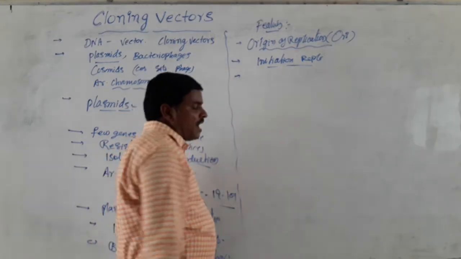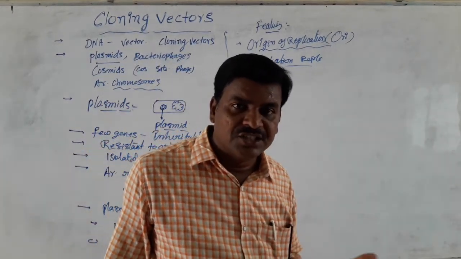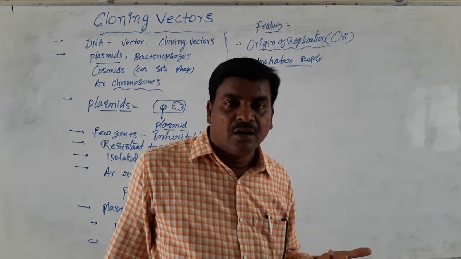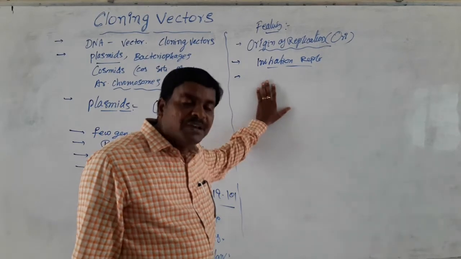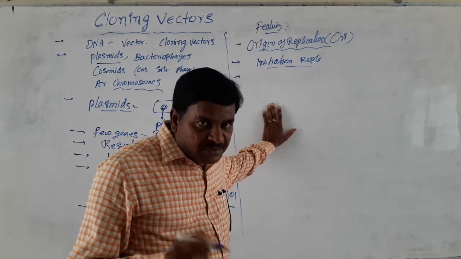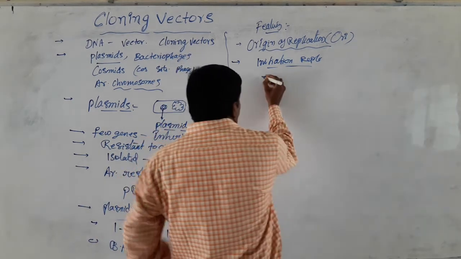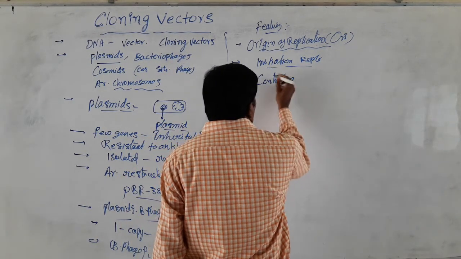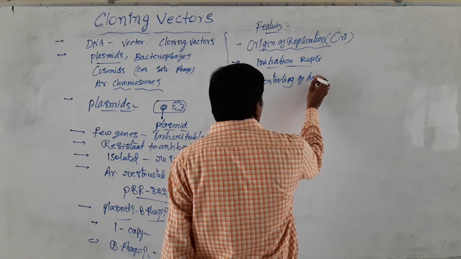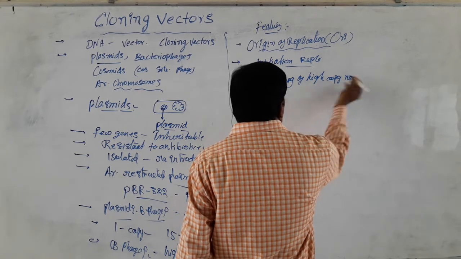Origin of replication is not only responsible for the initiation of replication, it is also responsible for managing the copy number. It is also responsible for controlling of high copy number.